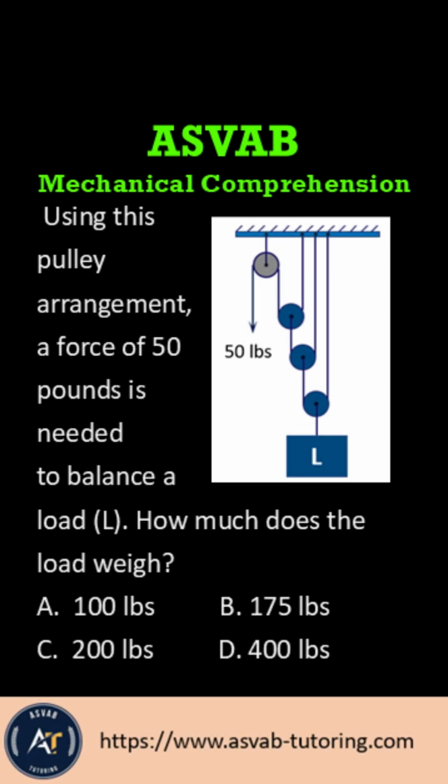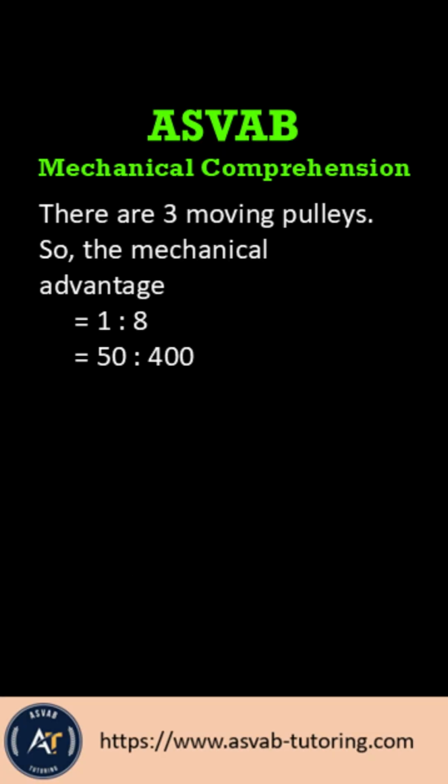Using this pulley arrangement, a force of 50 pounds is needed to balance a load L. How much does the load weigh? A. 100 pounds. B. 175 pounds. C. 200 pounds. D. 400 pounds. The correct answer is D. There are 3 moving pulleys, so the mechanical advantage equals 1 to 8, which equals 50 to 400.